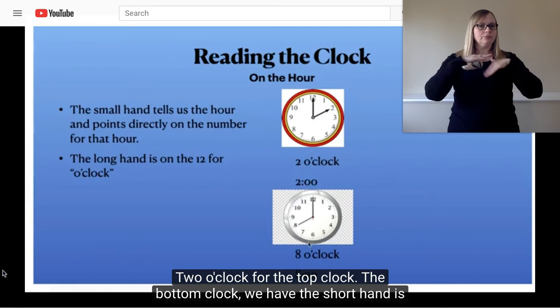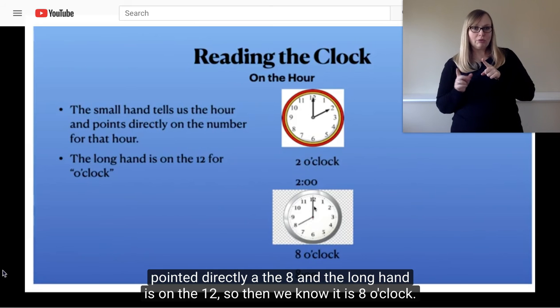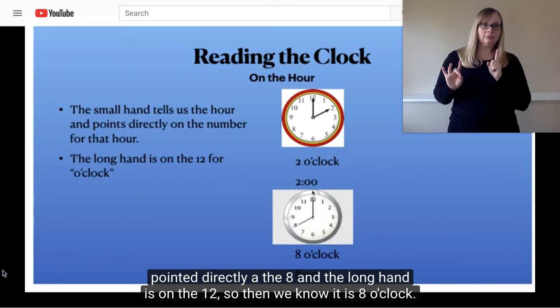The bottom clock, we have the short hand pointed directly at the 8, and the long hand is on the 12, so then we know it is 8 o'clock.